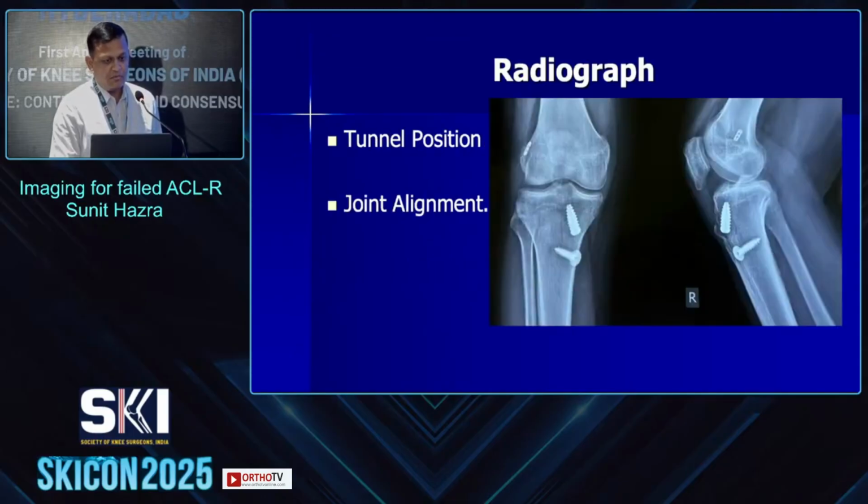If you look at the X-ray, which is probably the basic investigation after ACL reconstruction or even in failure, it usually helps in identifying the tunnel position, particularly in the lateral view. You can see the tibial tunnel very well, but for the femoral tunnel, the X-ray probably does not give you a good idea. You can have some idea regarding joint alignment as well.